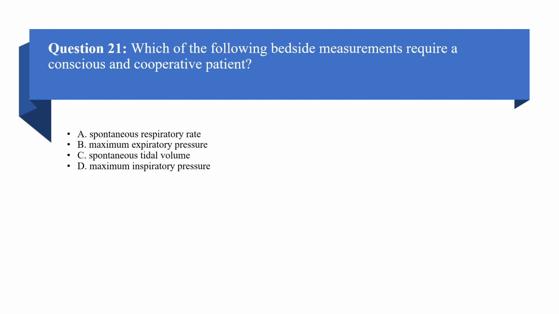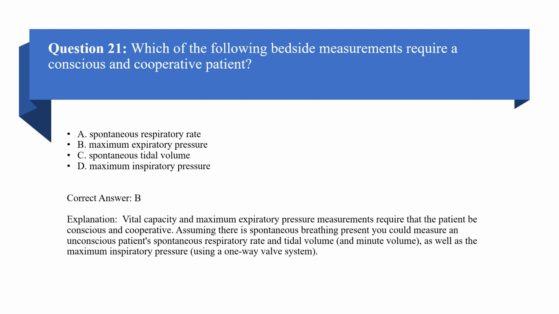Let's take a look at the answer and the explanation. Correct answer is B, as in boy. But let's look at why. Vital capacity and maximum expiratory pressure measurements require that the patient be conscious and cooperative.